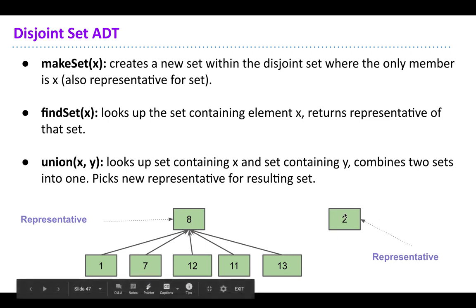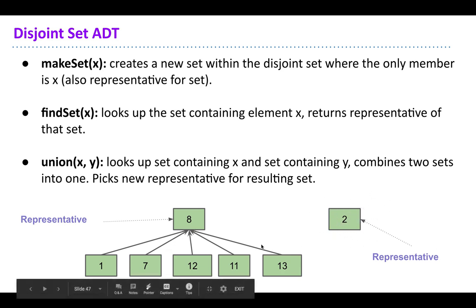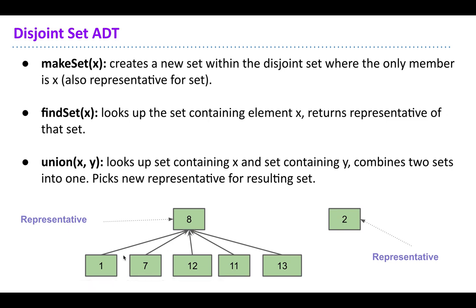If I ask for 2's representative, I do the same process where I start at this node and keep going up until I can't anymore. As you can see, I can't go up from here, so the representative would just be 2. So basically, all of the nodes in a set are going to have the same representative because you're always jumping up until you can't any longer.